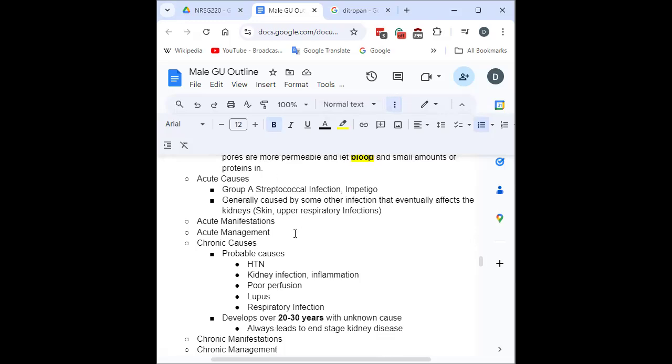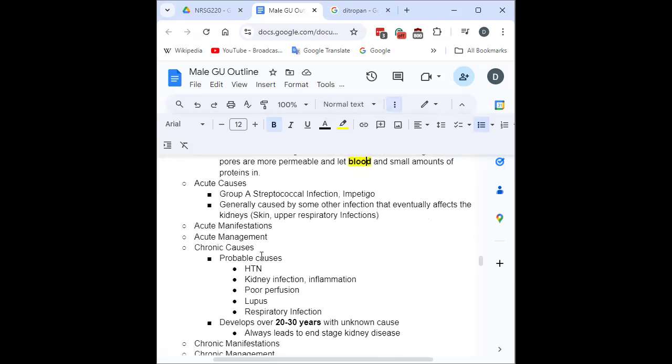Some of the causes. I split this into acute versus chronic, but for your acute causes, I wrote down group A streptococcal infection. You'll see group A streptococcus for a lot of stuff, as it likes to get around and do mischievous things. It can be the starter for a lot of different things.